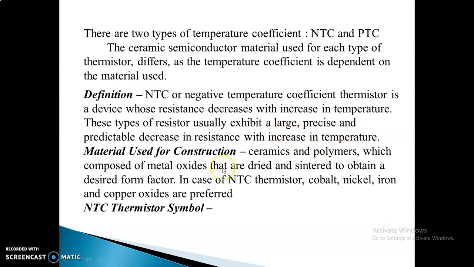What materials are they using? How are they making this particular type of thermistor? Here, they use ceramics and polymers composed of metal oxides, which are dried and sintered to obtain the desired shape. For this NTC, generally cobalt, nickel, iron and copper oxides are preferred.